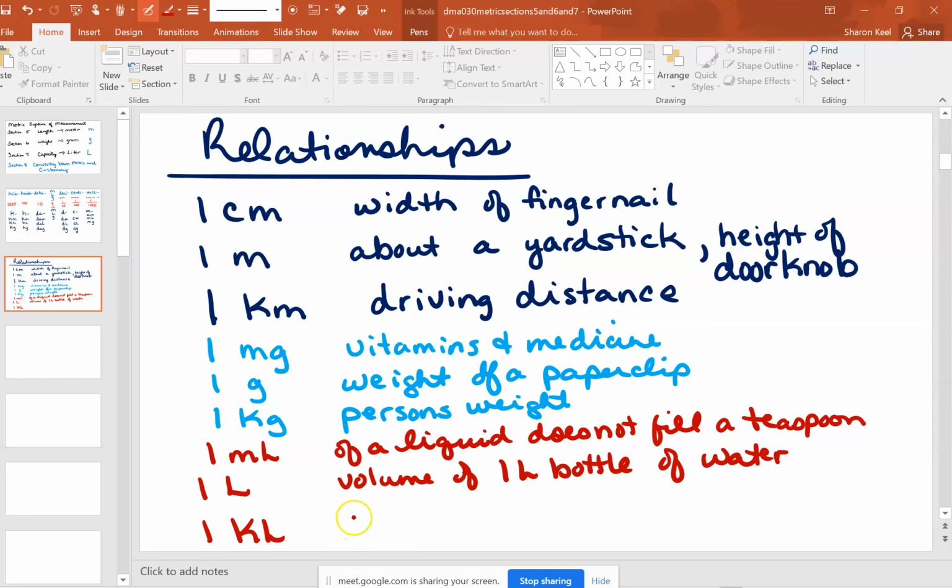1 kiloliter, think about if you need to fill up a swimming pool. You will use kiloliters for the measurement type, because a kiloliter would be 1,000 liters. So it would take a lot of water bottles to fill up a swimming pool. We wouldn't measure liters or milliliters, we would use the kiloliters. So hopefully that gives you a little bit of an understanding of how big or how small some of those different measurements are.